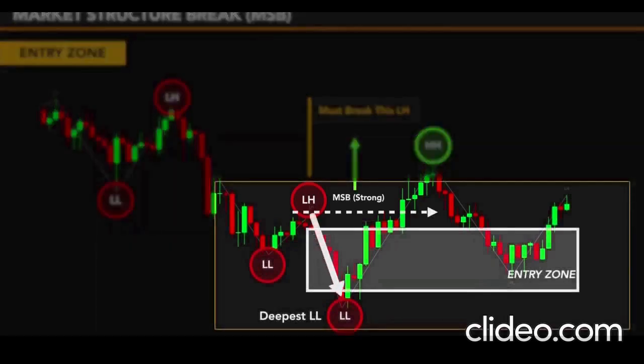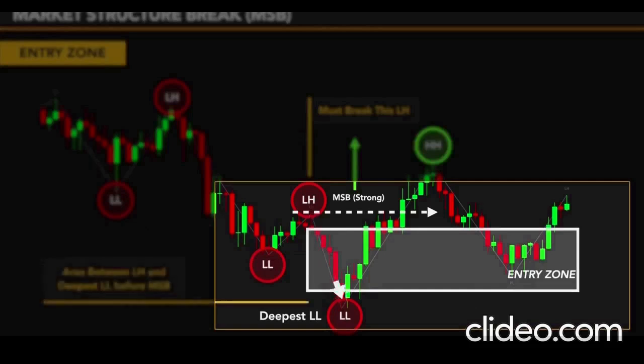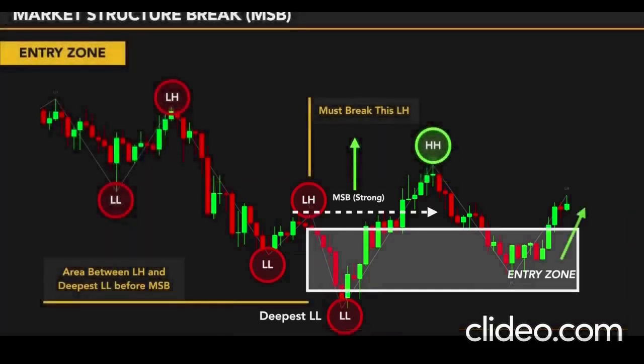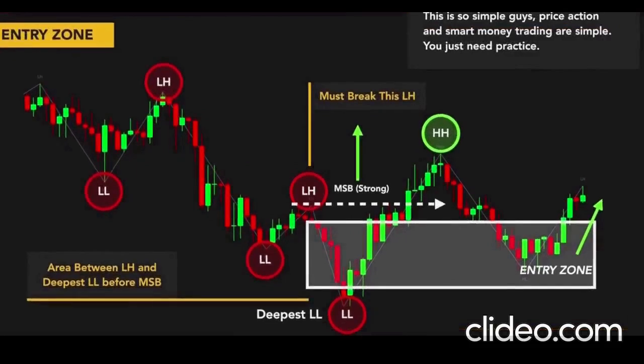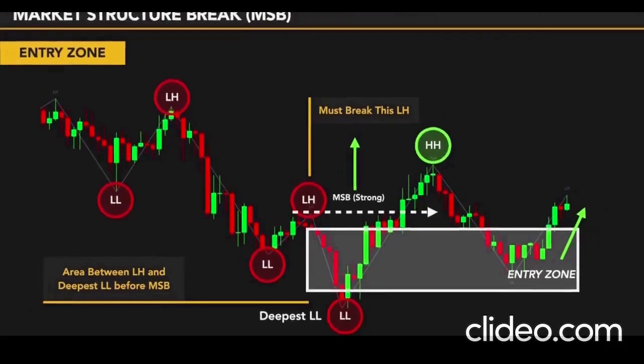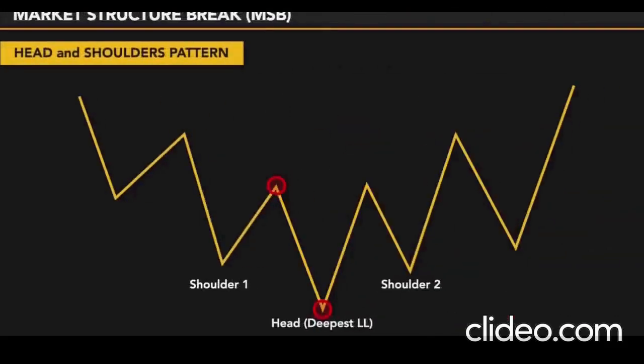4. Draw your entry zone between the lower high and the deepest lower low. This is so simple, guys. Price action and smart money trading are simple. You just need practice.